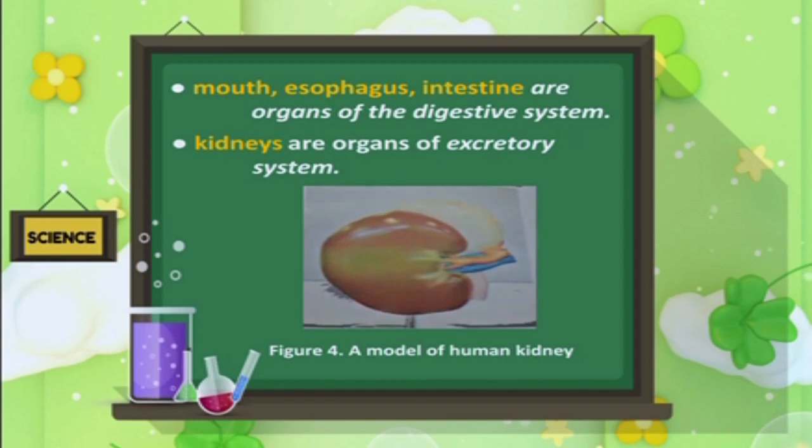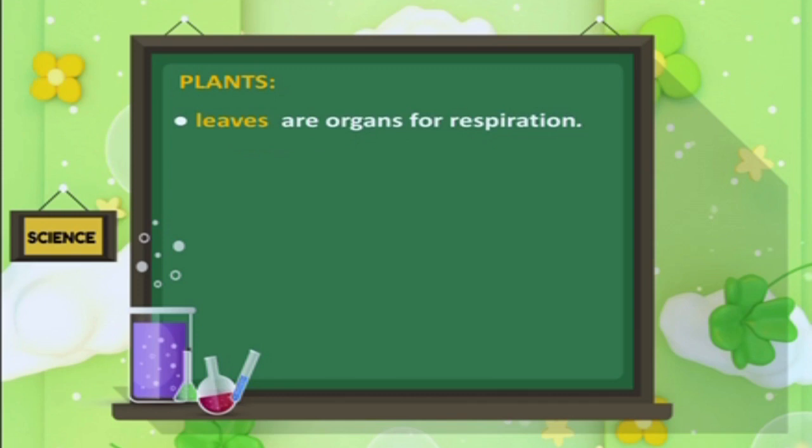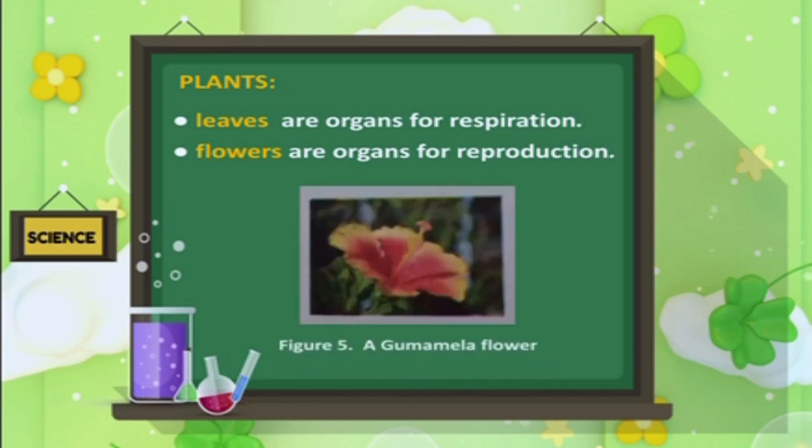Organs are not only found in animals but also in plants. They must be taken good care of because if one is damaged or infected, the rest of the body will also be affected. Leaves are organs for respiration. Flowers are organs for reproduction. Again, there are other organs of plants which I have not included here. Figure 5 is an example of a gumamela flower.